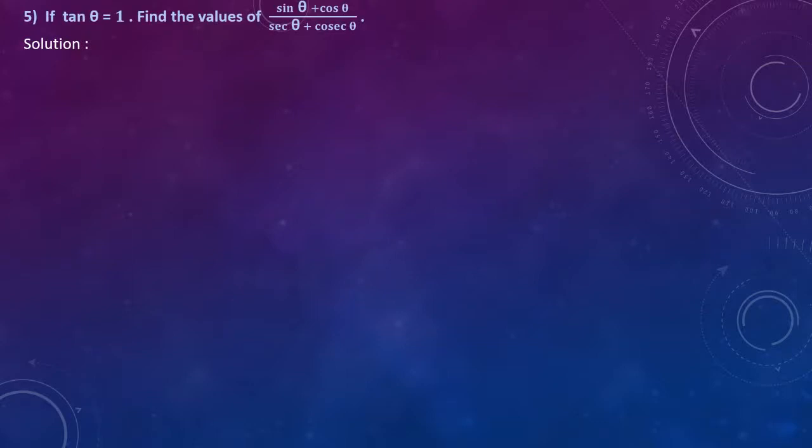Next sum is, if tan theta is equal to 1, find the value of sin theta plus cos theta upon sec theta plus cosec theta. Now this question we can do by two methods. So let us see the first method here.